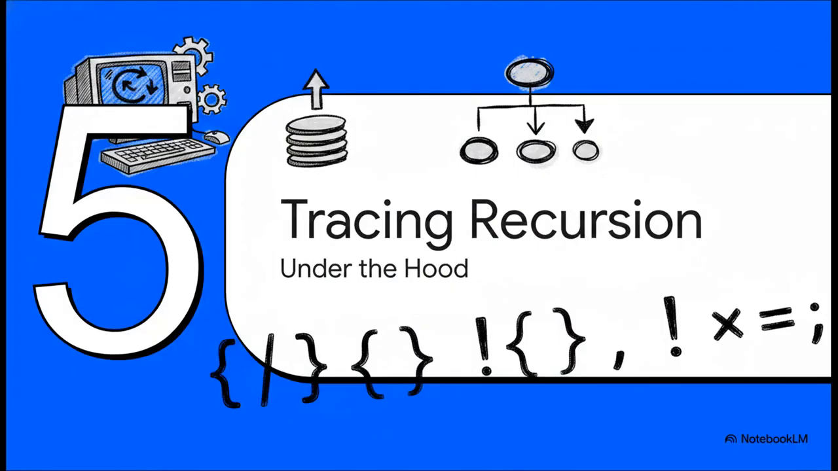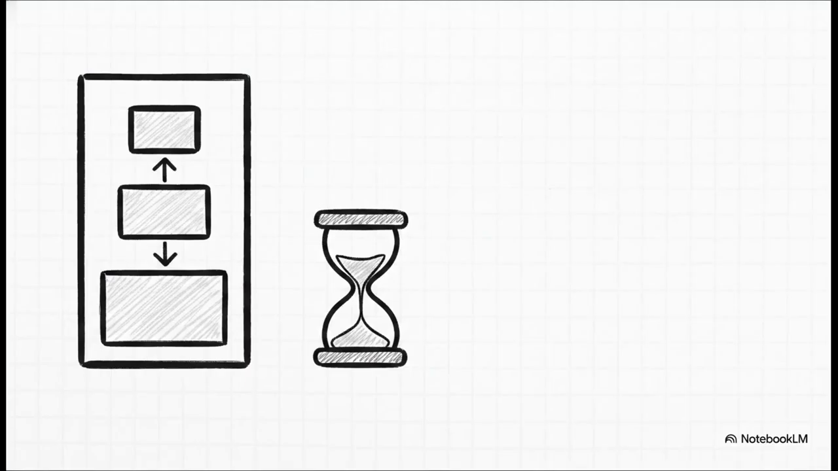Section 5. Tracing recursive functions to see what's happening under the hood. Let's make this concrete by tracing some real C code. Calculating a factorial is the classic example here because the math translates perfectly. The mathematical formula is n factorial equals n times (n minus 1) factorial. In C, our base case is simple: if n equals 0, return 1. Our recursive case is return n times fact of n minus 1.